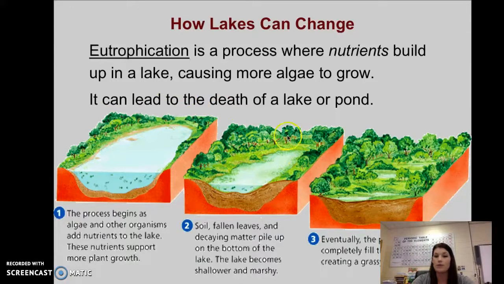So here's kind of the middle section where soil, fallen leaves, and decaying matter piles up, and also on the bottom of the lake, and then eventually you can lose the whole source of water altogether. It's completely filled in with vegetation now, and that's a problem.